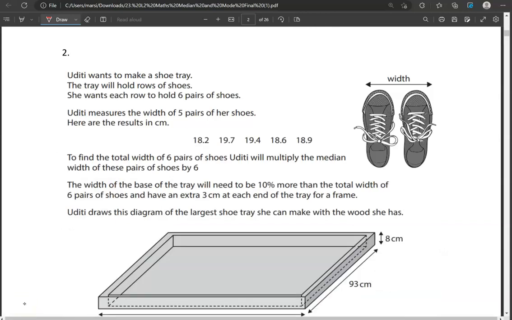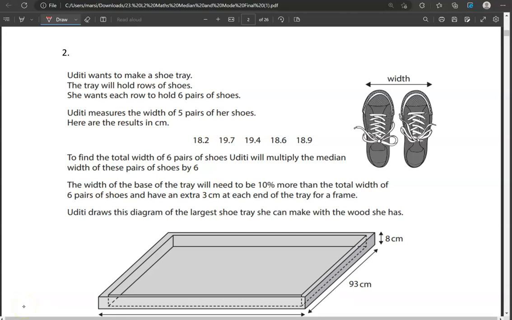Udity wants to make a shoe tray. The tray will hold rows of shoes. She wants each row to hold 6 pairs of shoes. Udity measures the width of 5 pairs of shoes. Here are the results in centimeters: 18.2, 19.7, 19.4, 18.6, 18.9.